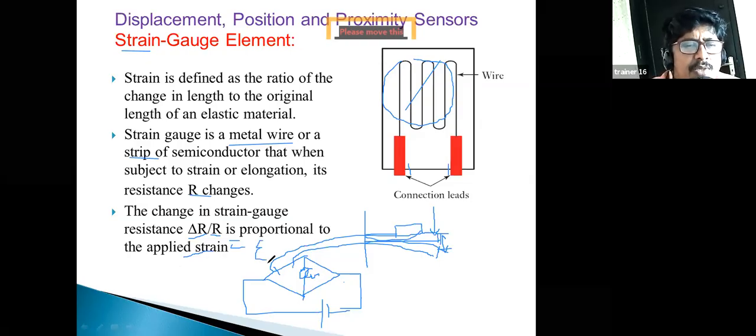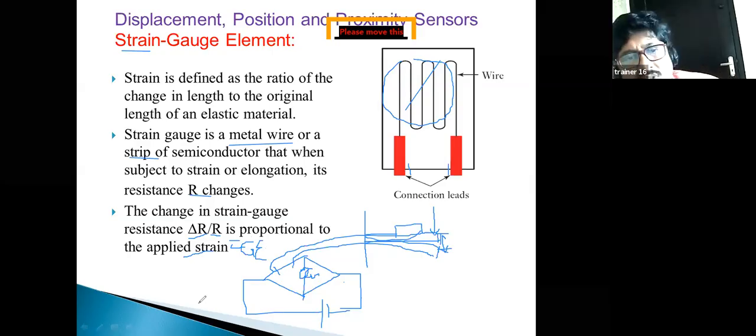Similarly here, there is a change in the resistance divided by the original resistance. This is proportional, so we have to remove the proportionality. Some G is there, which is nothing but the gauge factor. So delta R by R is equal to G epsilon, where G is the gauge factor and epsilon is the strain.